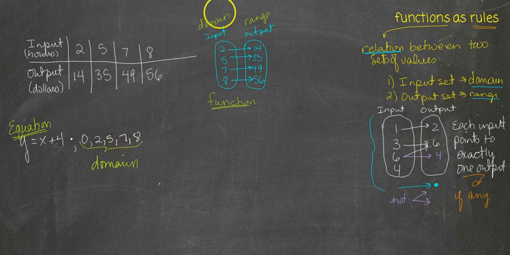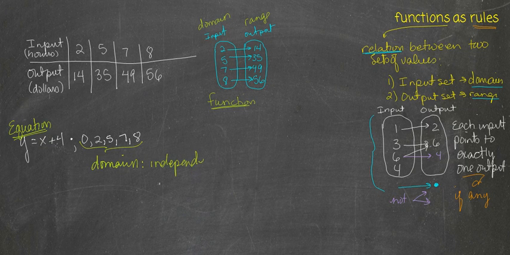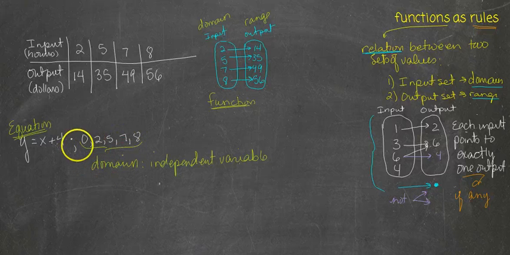This is another word we use for input set: the domain is the independent variable. Right? It's the one we get to pick from. We're free to choose a number. So I can choose 5, or I can choose 2, or I can choose 8, 7, 0. I can choose these numbers in any order. So I'm independent. I'm free to choose them. When I put them in the equation and I get an answer out, that's going to be called the dependent variable because it depends on what I choose to put in before I get something out.